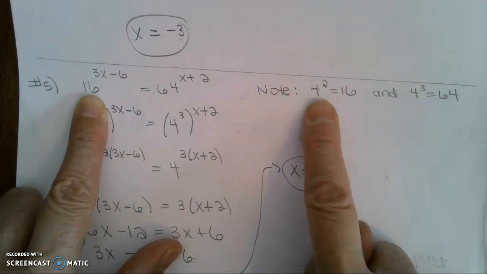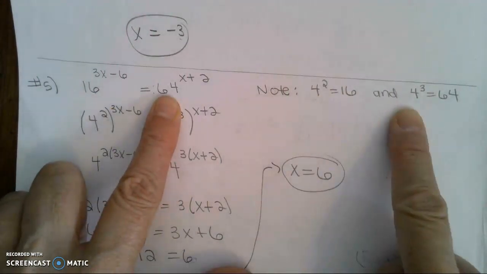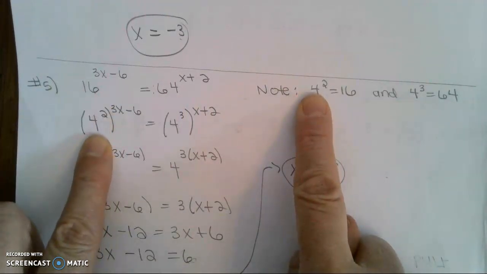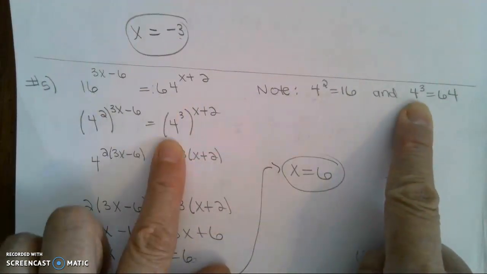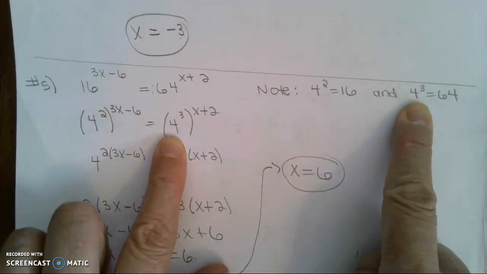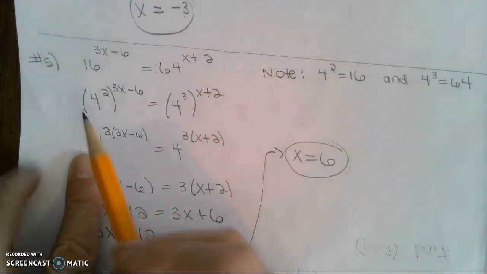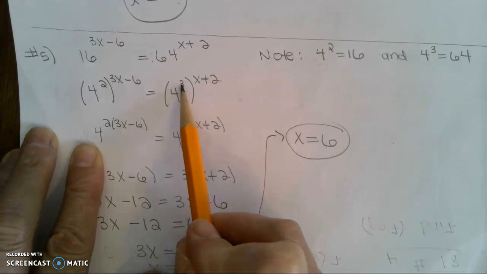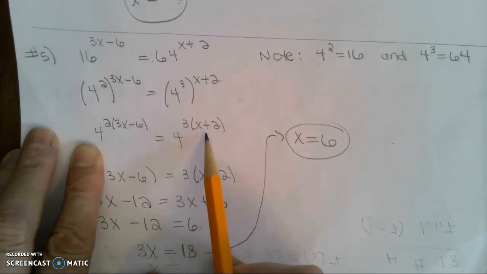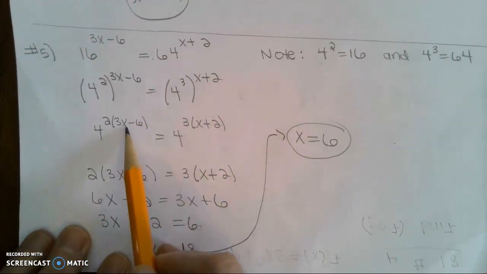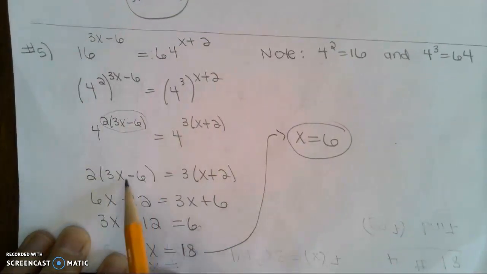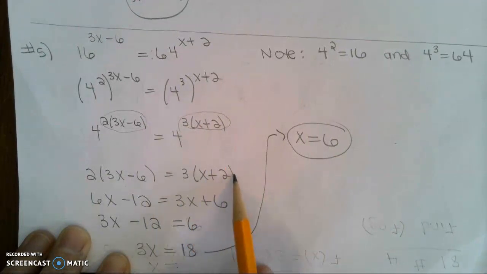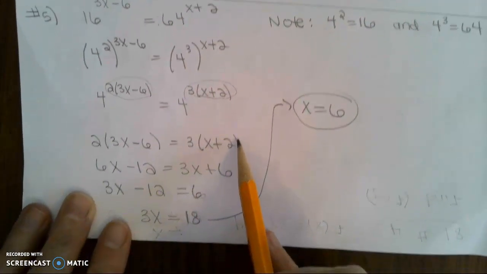Okay, so 16 is 4 squared, and 64 is 4 cubed. So what I did was instead of 16 here, I put 4 squared. Instead of 64, I put 4 cubed right here. Okay, now I rewrote it. So I have 2 times this, and I put parentheses around it, so I remember to multiply all of it, and 3 times all of this. Okay, so now I'm going to set these exponents equal to each other. So this is right here, and this is right here. Now I have a linear equation, so I'm going to go ahead and solve it.